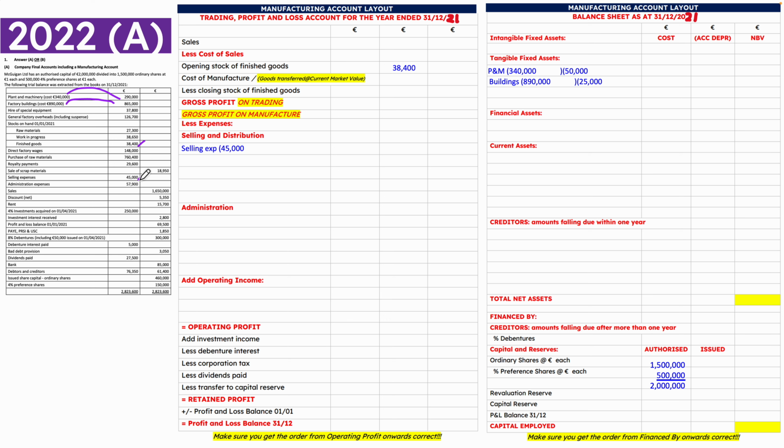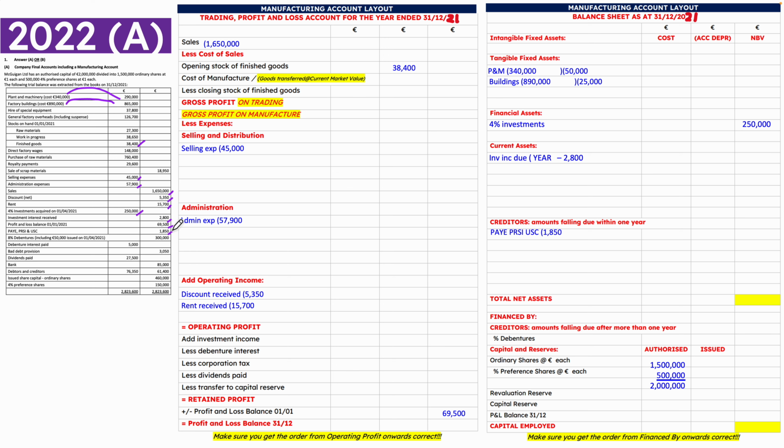The next thing for our trading profit and loss is our selling expenses, 45, and our admin expenses, 57.9. Then we have sales, 165,000. Then we have our discount received into our add operating income. We have our rent received into add operating income. We have our 4% investments into financial assets. We have our investment income received, 2,800. So we're going to have whatever it is for the year, right? So whatever the investment income is, we'll find that out soon, minus the 2,800 that we have received. Next, we have our profit from the 1st of the 1st.